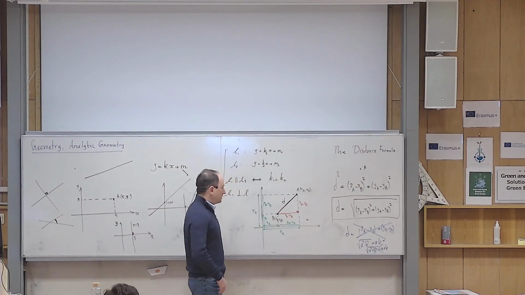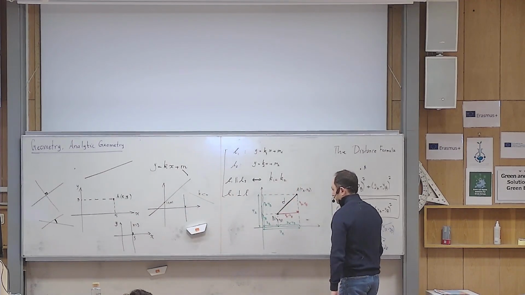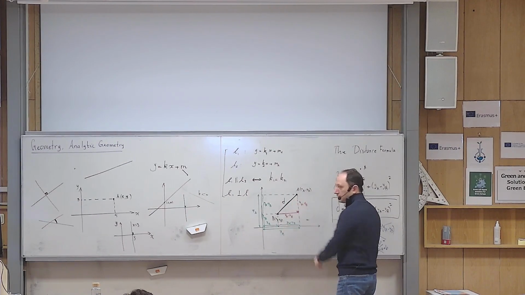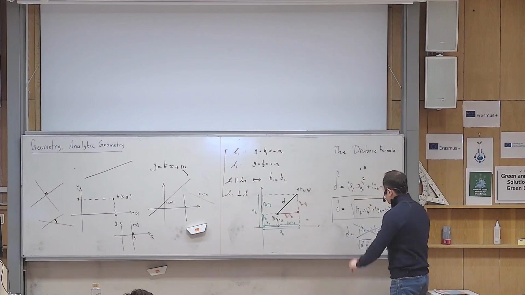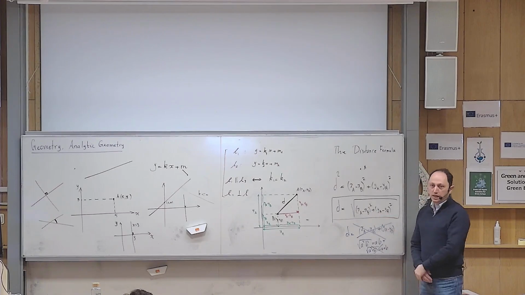But it doesn't matter, you know. For example, let us say A is here, B is there. Then you have to write xb minus xa and yb minus ya. Yes, in principle you have to switch them, but you don't need to be worried about that. Can you tell me why?